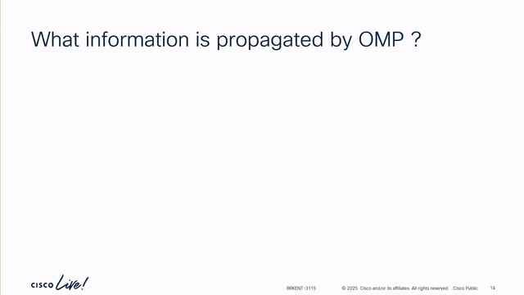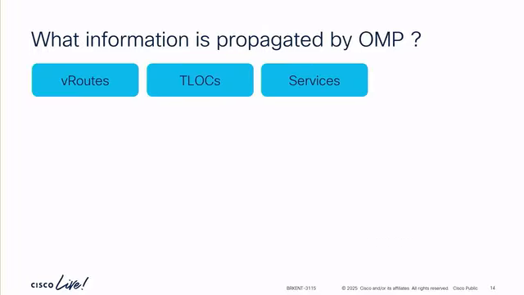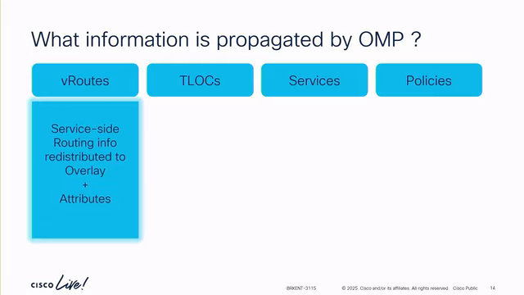So once the OMP peering is established, it distributes vRoutes, TLOCs, services, and policies. vRoutes are those routes which we learn from the LAN side of the WAN edge devices. Once we learn them, OMP will advertise those routes through the OMP protocol, and when the WAN edge device advertises them, it attaches different attributes to those service routes. Those attributes are used in the OMP best path algorithm.